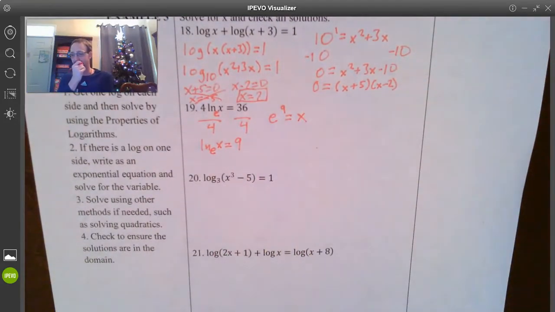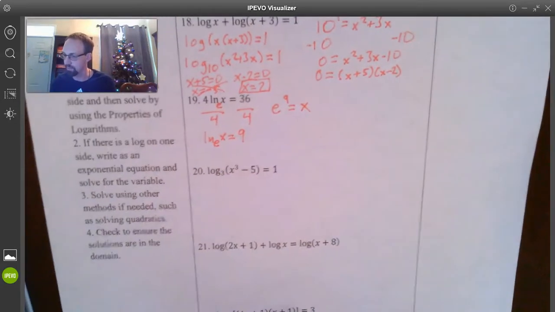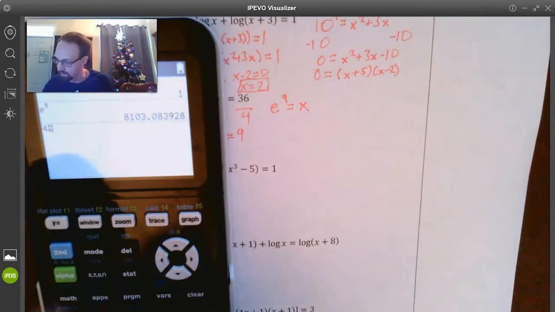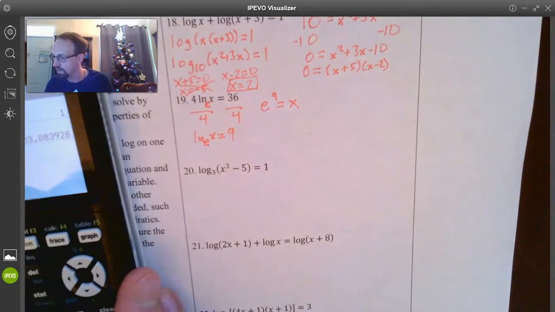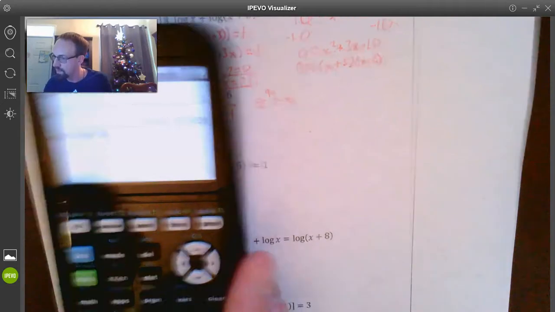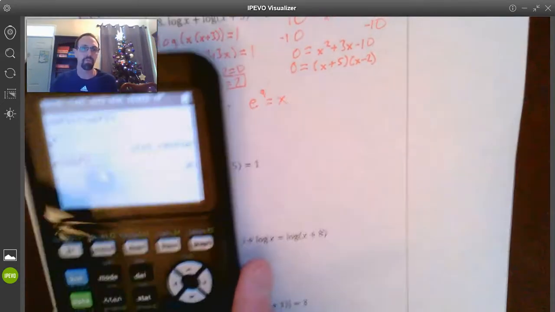And that's actually simplified. E to the 9th is an irrational number, so you get a decimal approximation. You are finished. If you want to plug in to make sure e to the 9th works, then 4 times natural log of e to the 9th, and I should get 36. Yep, so that does work.